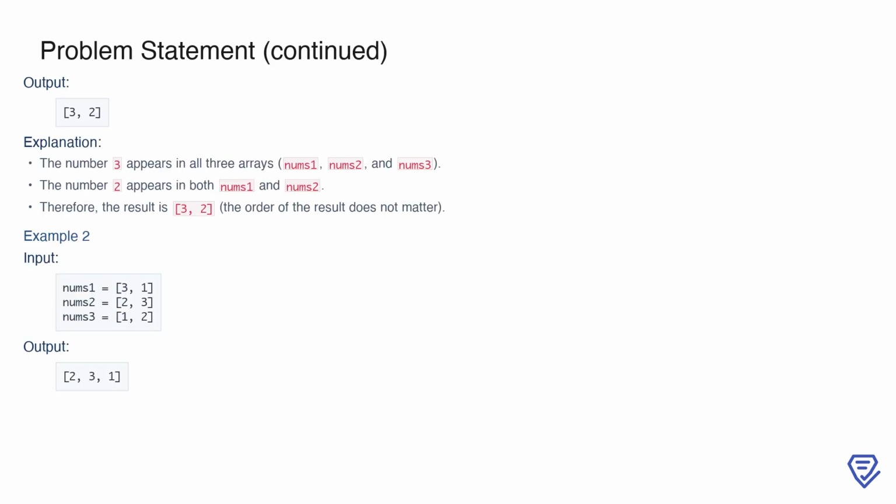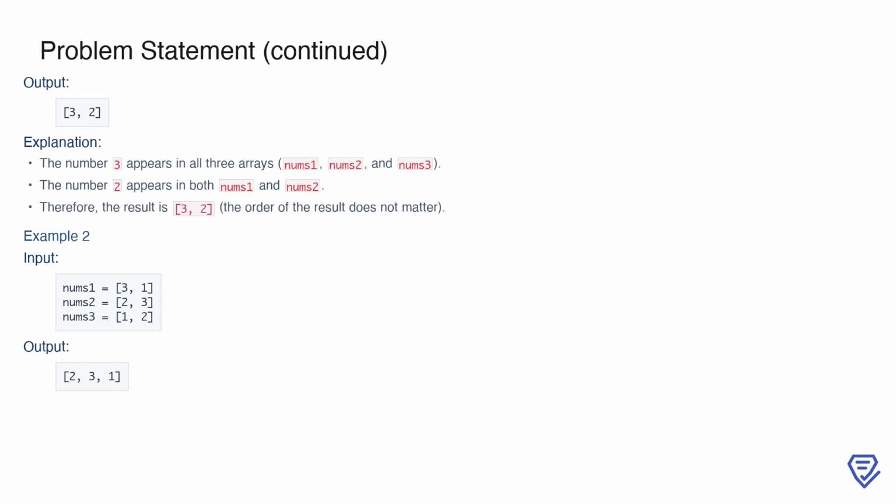In the first example, we have nums1 as 1, 1, 3, 2, nums2 as 2, 3, and nums3 as 3. The output for this input is 3, 2. Here's why: the number 3 appears in all 3 arrays, while the number 2 appears in both nums1 and nums2. Since both of these numbers are found in at least 2 of the arrays, they are included in the result. Remember that the output order doesn't matter. 3, 2, and 2, 3 are both valid answers.